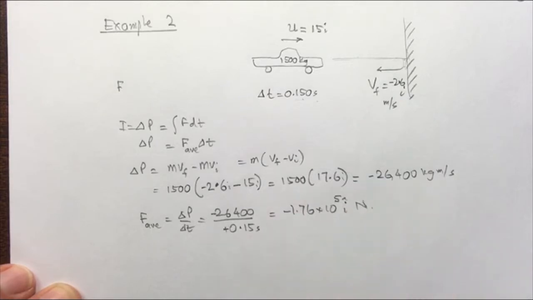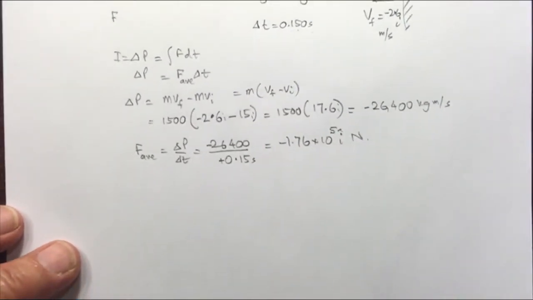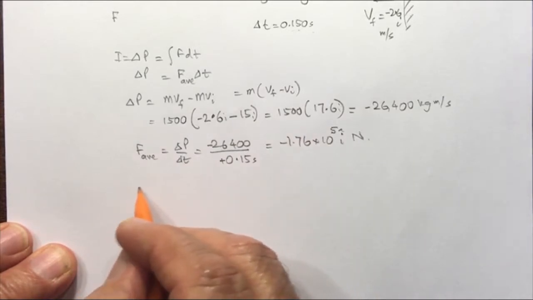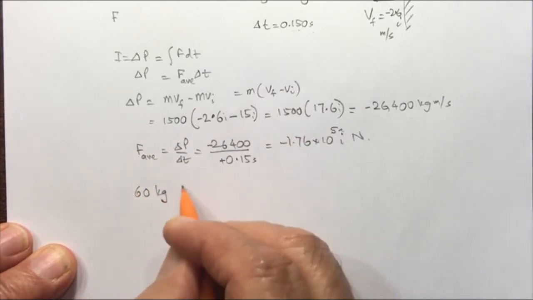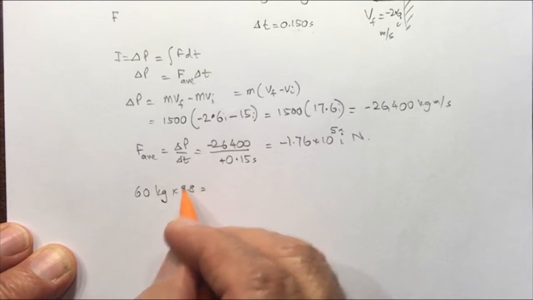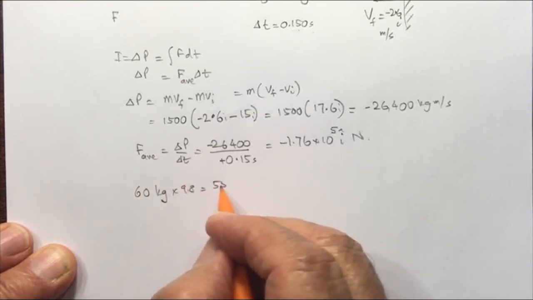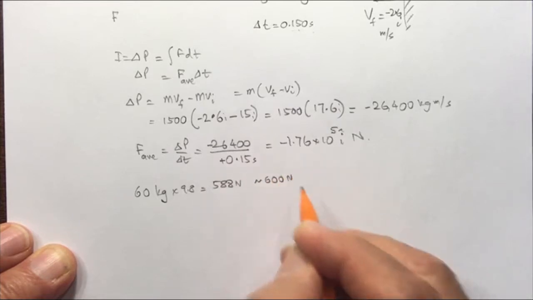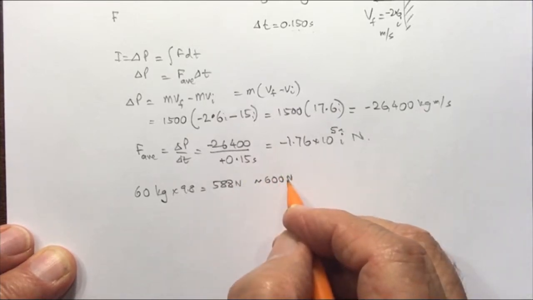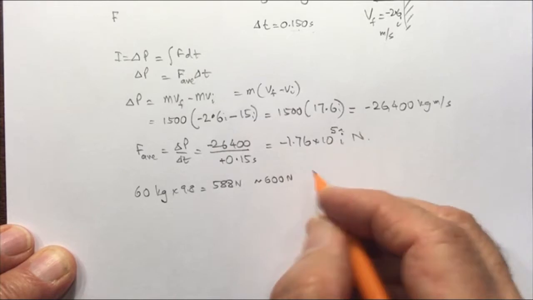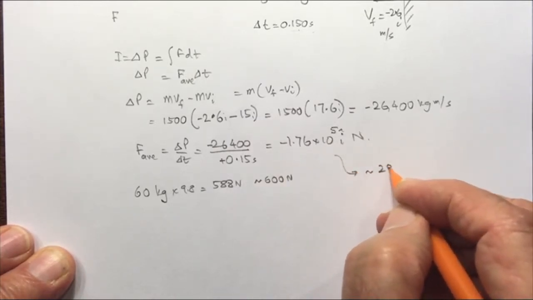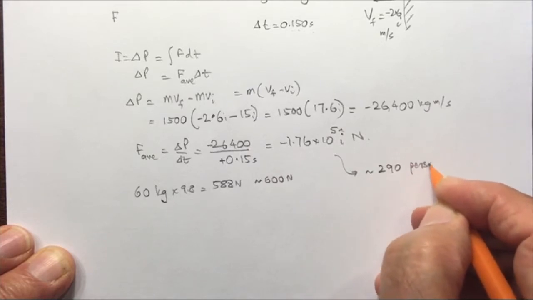Well, it may be enough to damage the car, certainly, because this is a very large force. How big is this force? Well, if you take a 60 kilogram person times 9.8, then the weight of this person becomes 588 newtons. Let's assume it's 600 newtons. That's the weight of one person. So you divide this by 600, so this becomes equal to almost 290 persons.